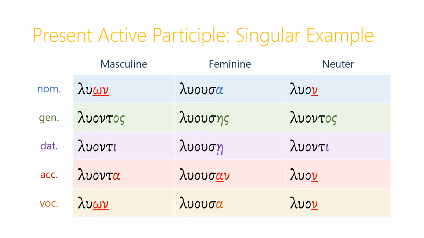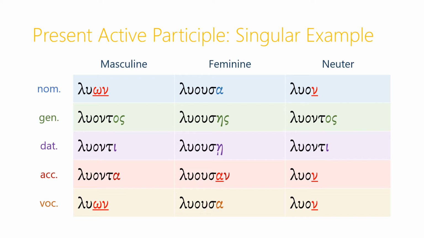So with the masculine and the neuter forms of the present active participle, all you have to do is remember stem, connecting vowel, voice indicator, and then the regular third declension endings. And as long as you remember those irregular nominative forms, on and on, you'll be fine.